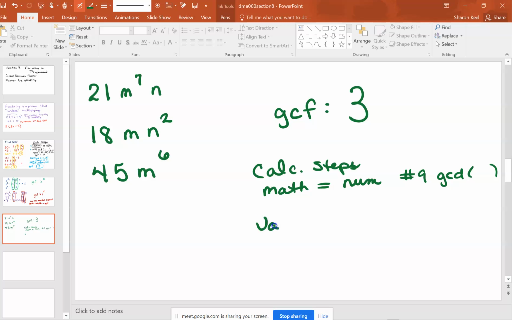For the variable, we're going to use the smallest. Okay, m, m, m. They all have m's. This has 7, this has 1, this has 6. So the smallest would be a single m. Now for n's: 1 n, 2 n, no n's. If there are no n's, then this one does not have it. It's not going to be part of the greatest common factor.